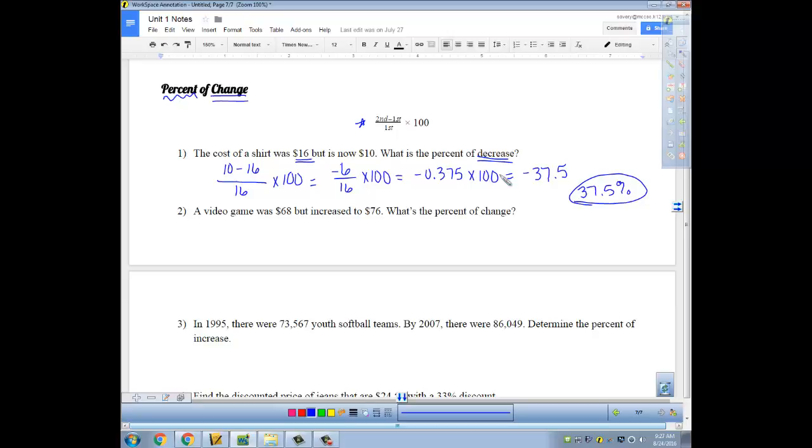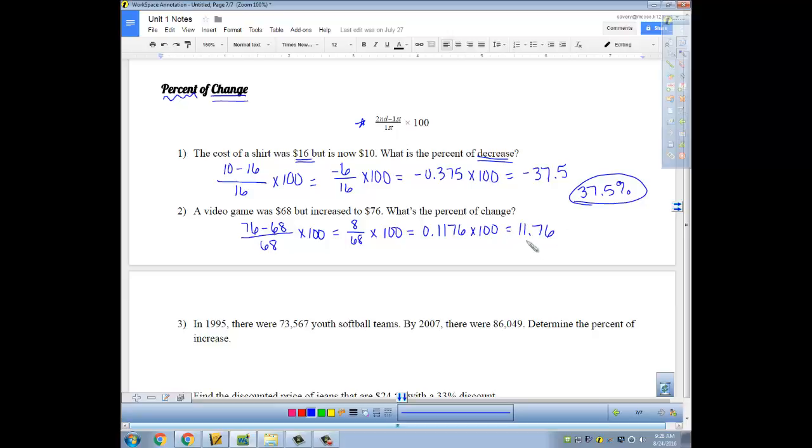So for number 2, same thing. It went from 68 to 76, so I'm going to start by subtracting them to figure out how much did it change. And then we will divide by the original amount, so divide by 68, then times 100. So 76 minus 68 is 8. And I'm just rewriting the rest of the work as I go. 8 divided by 68 is a really long decimal, so I just did 4 numbers after the decimal, so 0.1176. And then times 100 will give you 11.76.